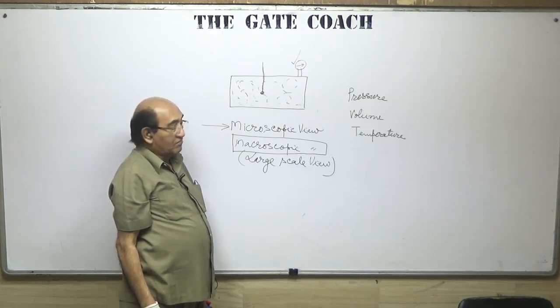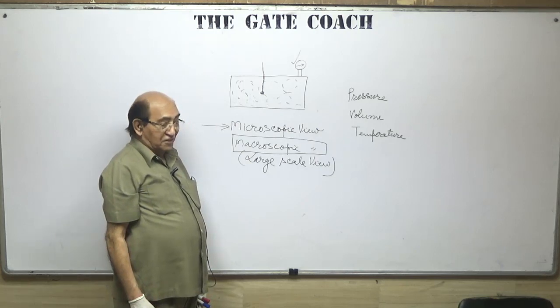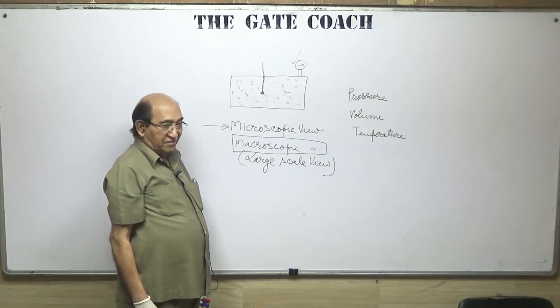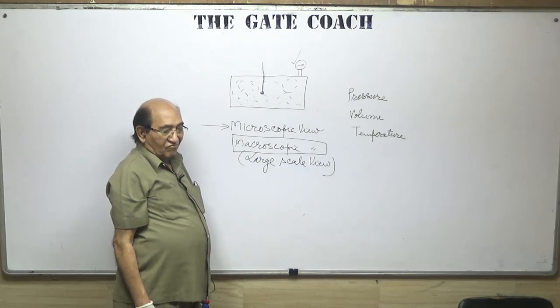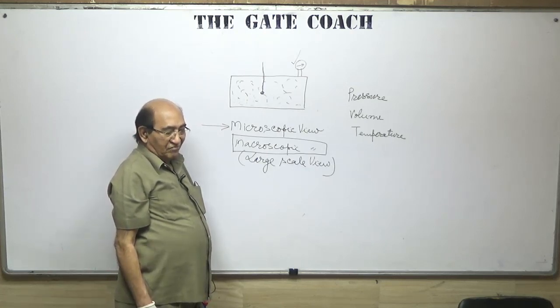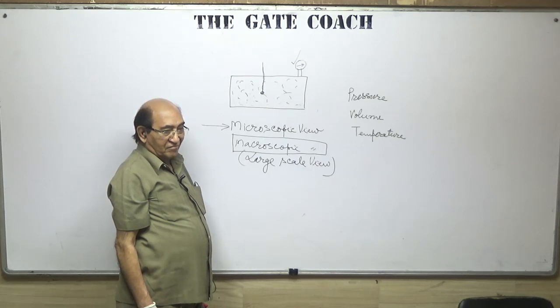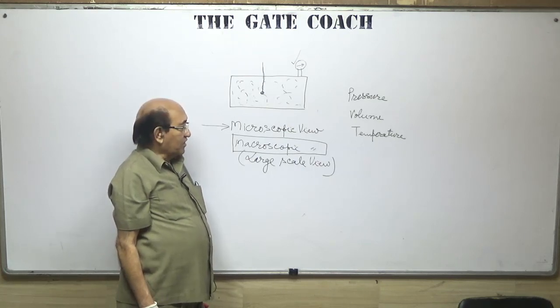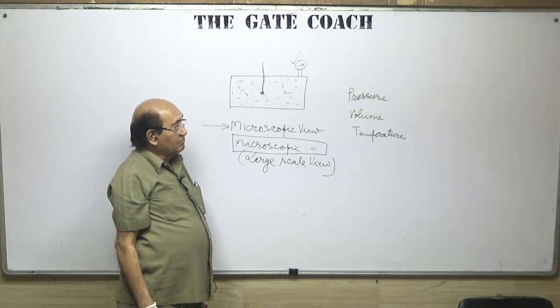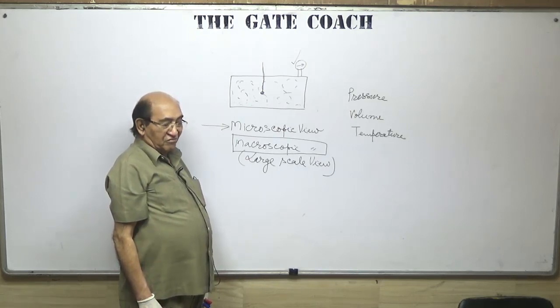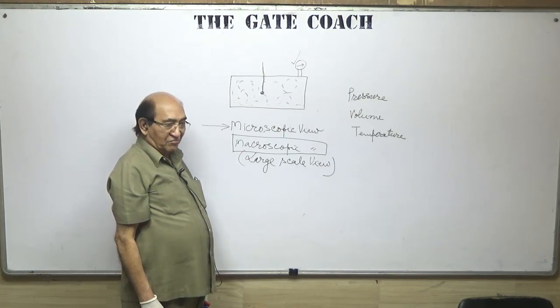Volume. Molecules are considered to be spheres. The volume of the sphere, volume of the molecules, volume of the free paths, and so on and so forth. Whereas, from macroscopic point of view, volume is in 3 dimensions. We should measure and get the volume.